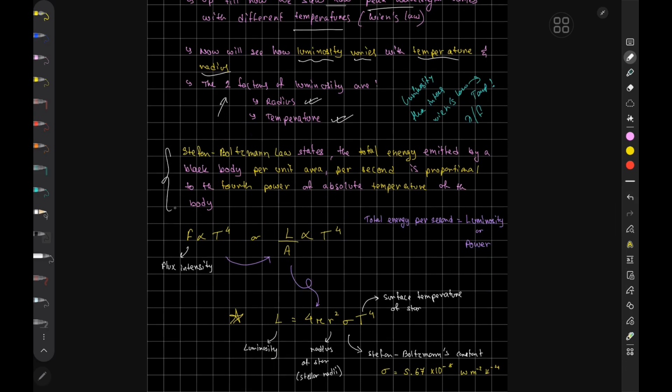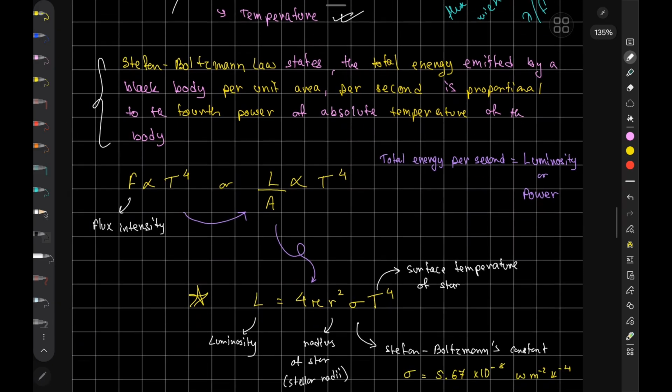So we have a very sophisticated law over here. It's a complicated statement, but I'll break it down for you, no worries. So the Stefan-Boltzmann law states that the total energy emitted by a black body per unit area per second is proportional to the fourth power of absolute temperature of the body. I threw a lot of words at you. Let me make it simple.